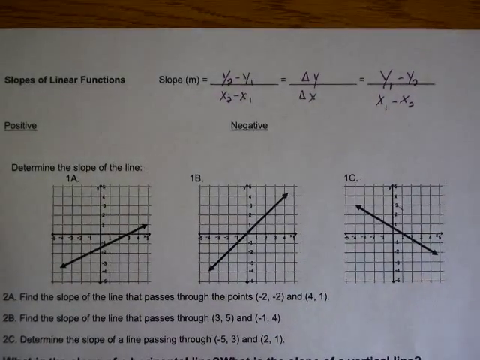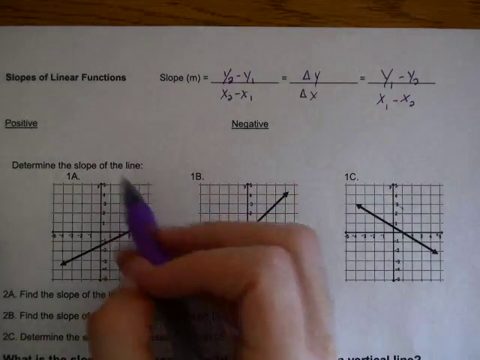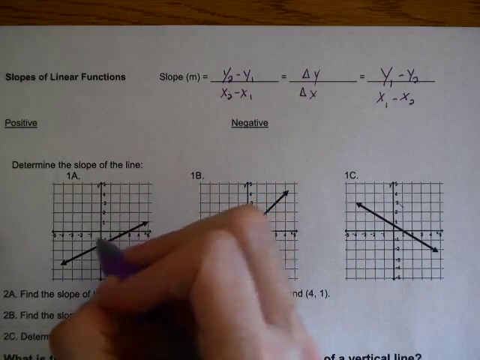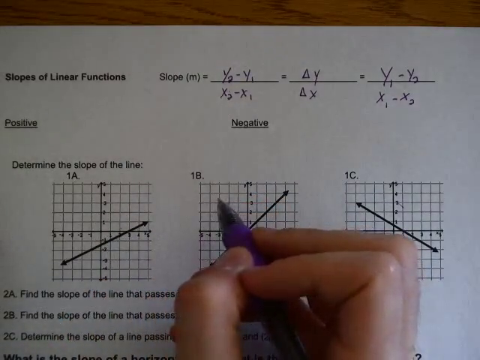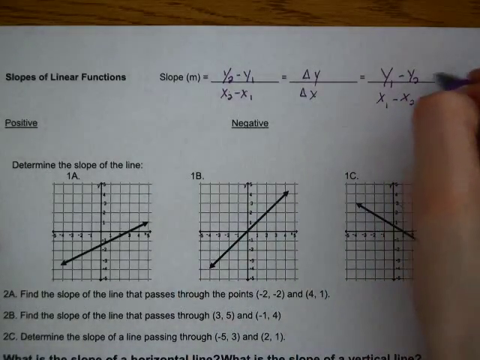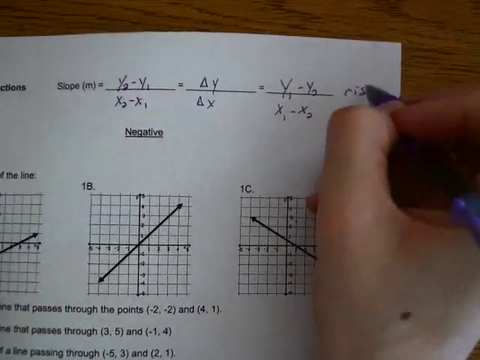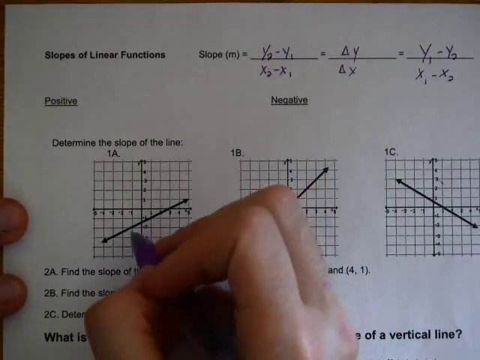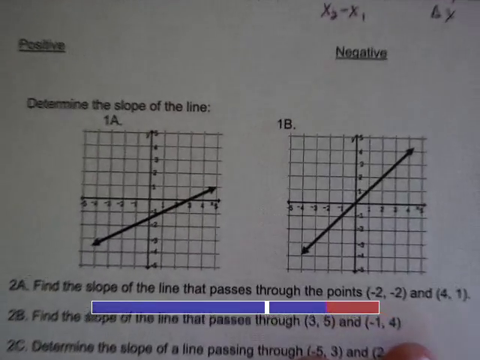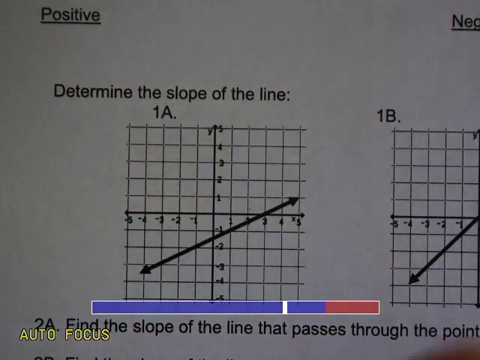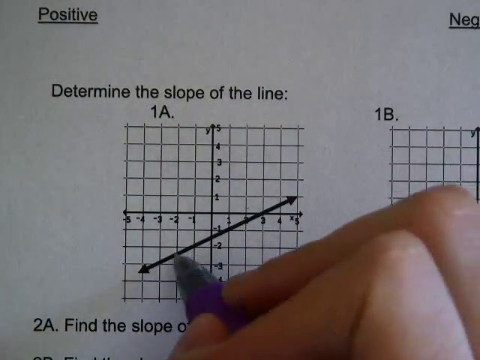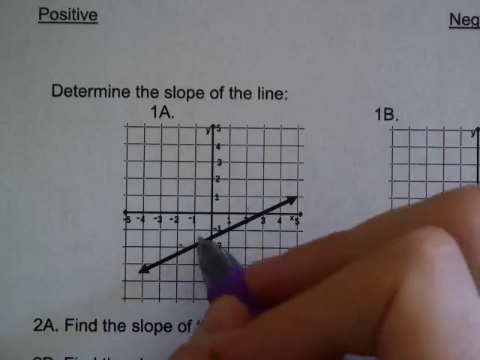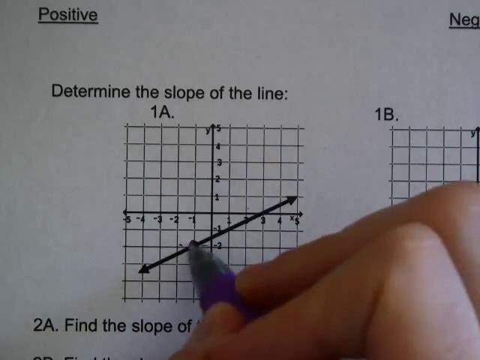Here's a more visual way to do it. Determine the slope of a line. 1a, the slope. Another way we can find slope is rise over run, as most people would say. So what I do is I look at this graph and find a point. If you can't see, I'll zoom in a little bit. You look at a point where the line intersects the grid really well. So here's a point where that happens.